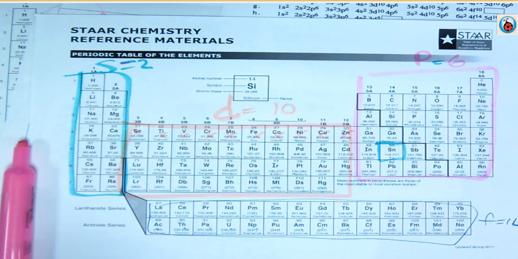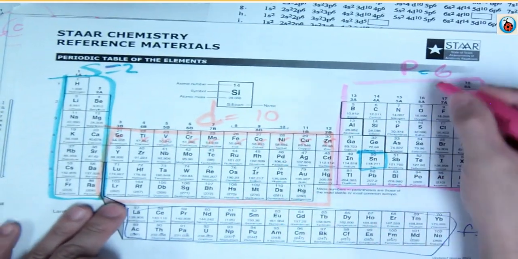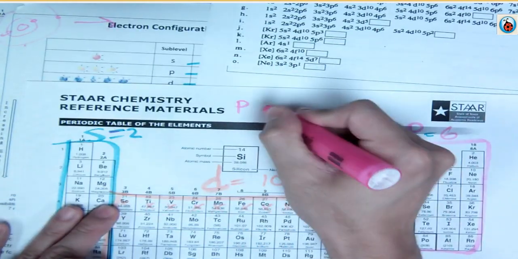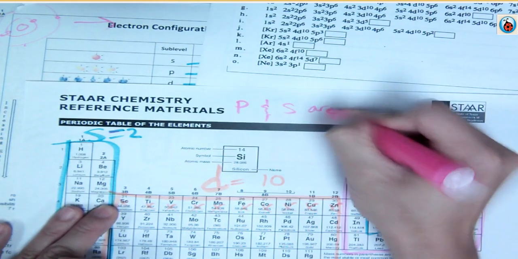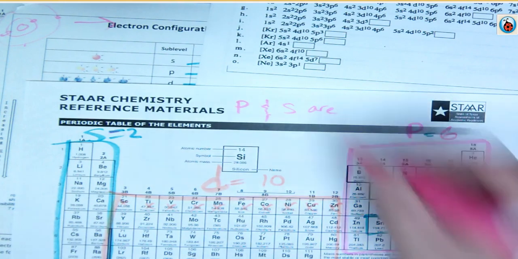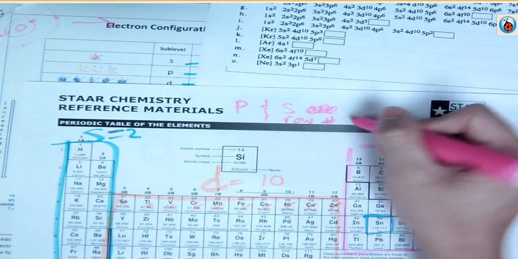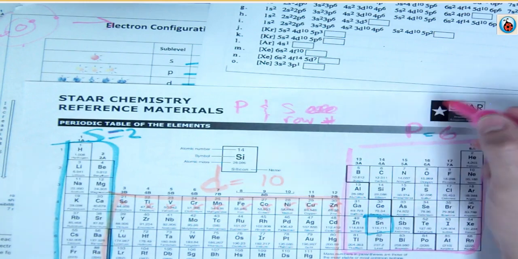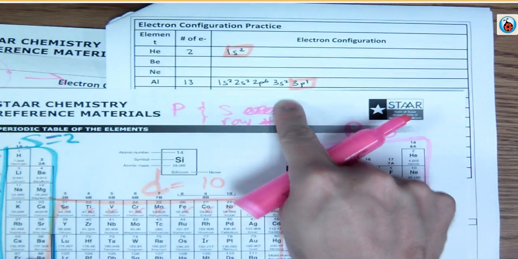Oops. So, what does that mean? So let's look at the P. Remember the P and S, the row number. The row number is the number in the front. For example, let's go back to aluminum here. Look, aluminum, the configuration is 1s2.